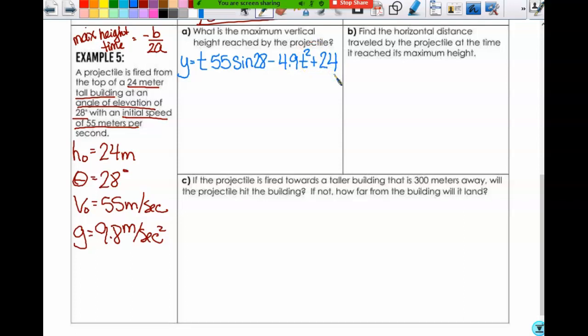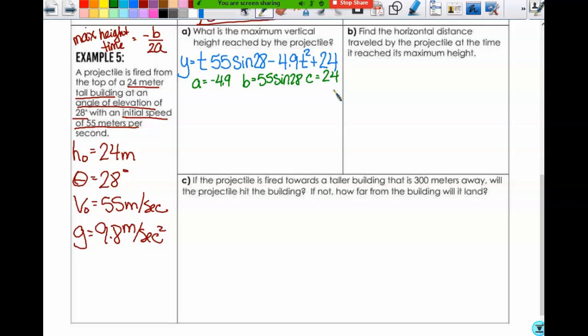Okay. So for a quadratic, you have ax squared plus bx plus c. That's not what order this is in, but that's okay. I know from this that a would have to be negative 4.9, the b would have to be 55 times the sine of 28, and c would have to be 24. That's your a, b, and c. They're just not in the right order. Okay? A is always with the x squared and whatnot.